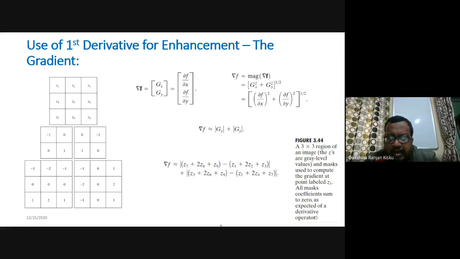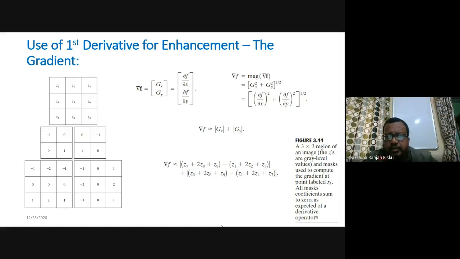So we can write this expression: del f equals gx square plus gy square, to the power half. That means we are taking the summation of the x component and y component under the root of this expression. In place of gx we can write del f by del x whole square, and in place of gy square we can write del f by del y square.